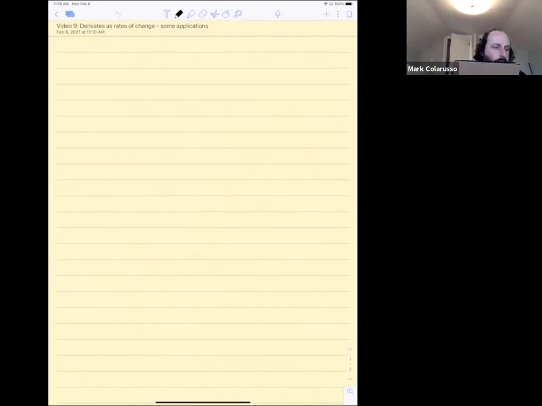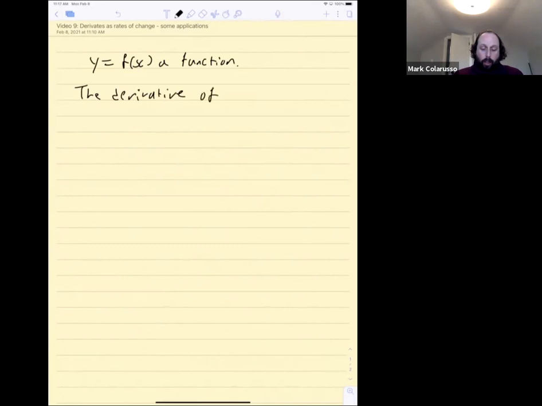So let's review a few things that we've been talking about throughout the class, off and on. They did rear their head in video 8 again when I was talking about position, velocity, and acceleration. Namely, the idea that the derivative is a rate of change. So y equals f(x), a function. The derivative of f at x equals I, right? So that's f prime at I.